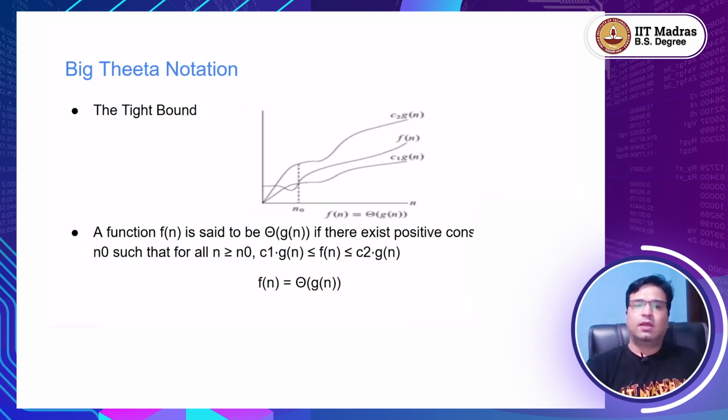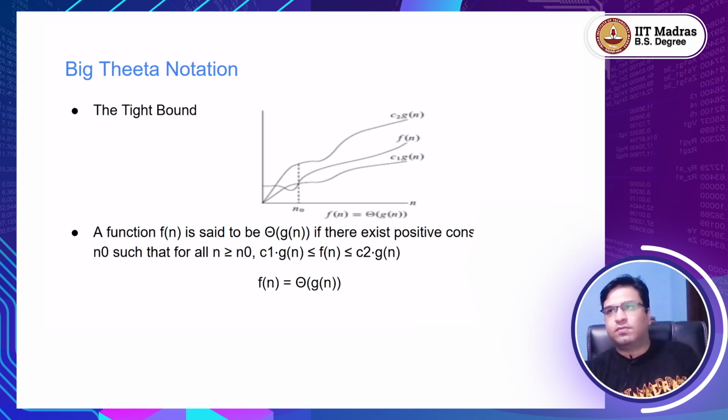Next is big theta notation. Big theta provides a tight bound. This means the algorithm's growth rate is bounded both from above and below by the same function. Essentially, it's saying the algorithm's performance is precisely characterized by this growth rate for large inputs. Suppose an algorithm is theta of n. It means its running time grows linearly, not just in the best or worst case, but consistently as n gets large.